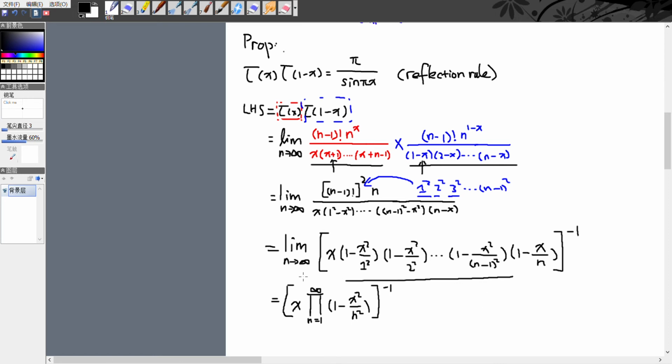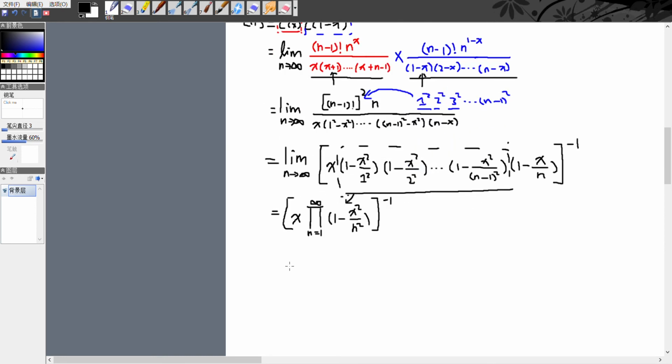If you let n approach infinity, this term will just equal to this, and the last term is ignored for its value is approximately equal to 1. So what should we do next? The next thing we need to do is to use the Weierstrass decomposition of sine x.